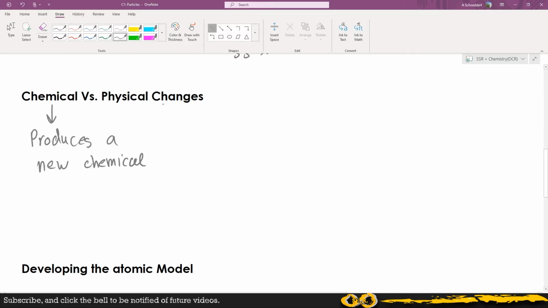By the same token, physical changes, which do not produce a new product, can sometimes be quite difficult to reverse. For example, if you were to rip up a sheet of paper into tiny little bits, that is a physical change. The paper is still chemically paper, but piecing it back together again is quite difficult to do.